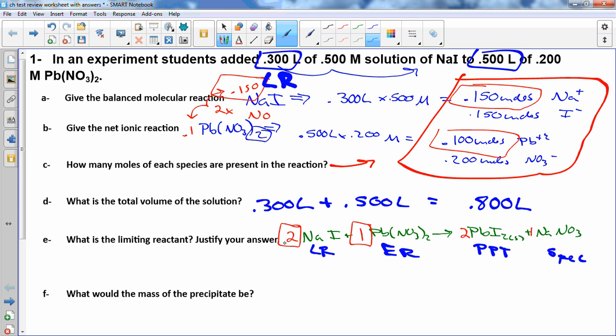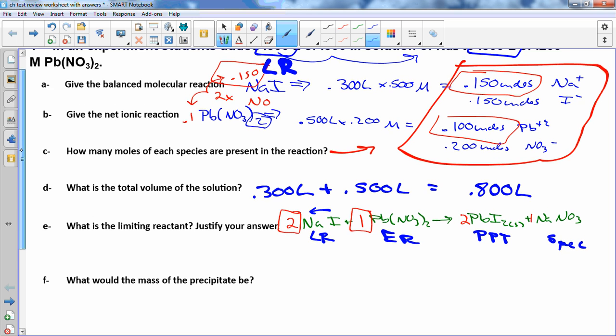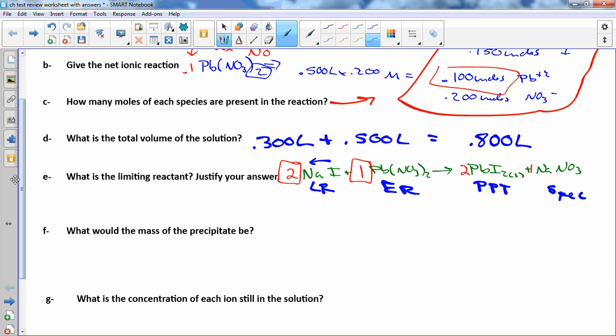All right, so once again, I said this is the limiting reactant, and the reasoning why is because the amount of moles I have of it is not 2 times the amount of moles that I have of that. All right. Then it asks, what would the mass of the precipitate be?